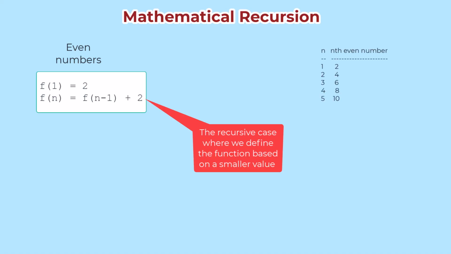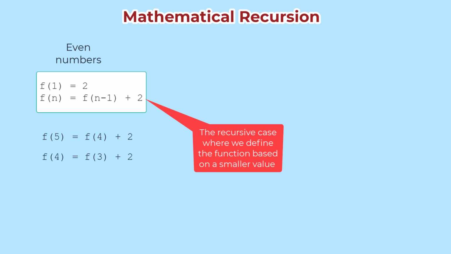To clarify, here's a list of even numbers. Let's compute f of 5. The formula says that will be equal to f of 4 plus 2. And I agree. The 5th even number is 10, and that's 2 more than the 4th even number, which is 8. But let's say for a minute that you don't know what the 5th even number is. All we know is that it is f of 4 plus 2.